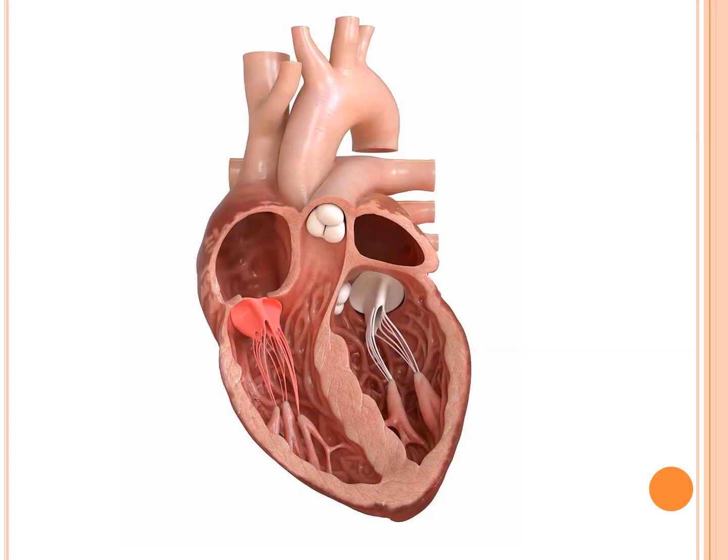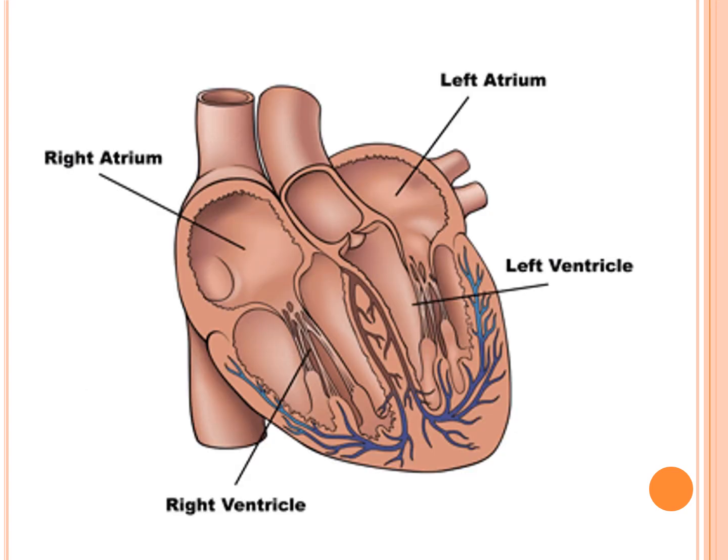The heart is divided into left and right compartments by a vertical partition, and each compartment again is divided into two chambers. The upper chambers are called the atria or the atrium, and the lower chambers are called ventricles. So you have the heart divided into right atrium, right ventricle, left atrium, and left ventricle. So this is the heart.